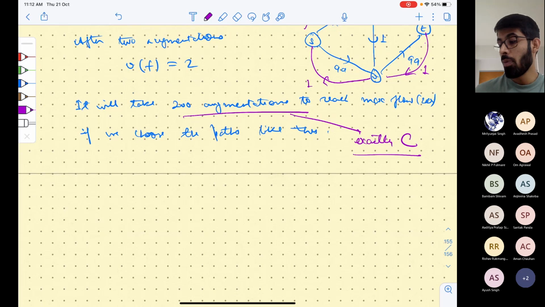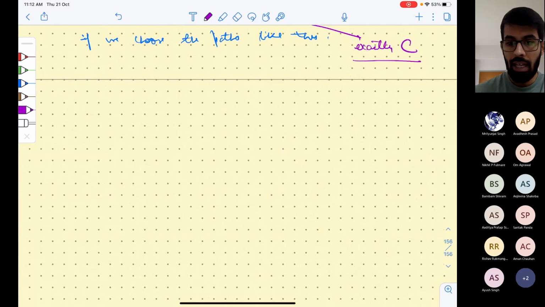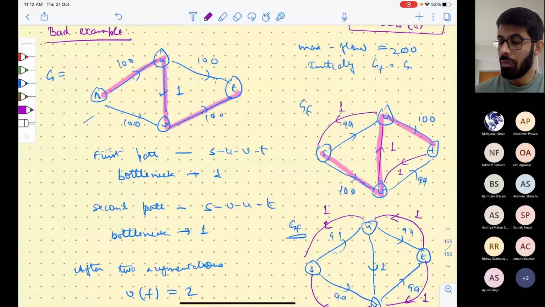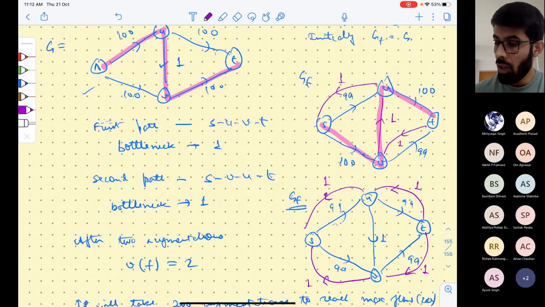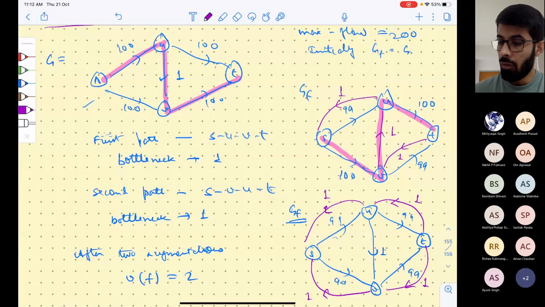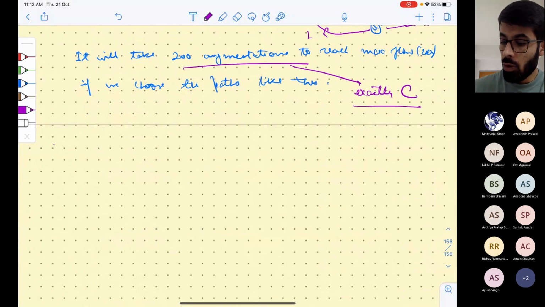So now we have this problem that even for integer valued flows, the algorithm can take C many augmentations, where C is the outgoing capacity of s. Okay. So now, how do we tackle this? Any ideas? What were we doing wrong in this bad example? We are taking the wrong path, right? If we would have taken just S-U-T, then we would have been better, right?